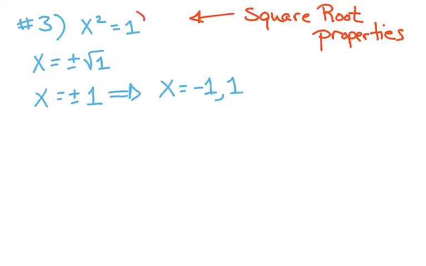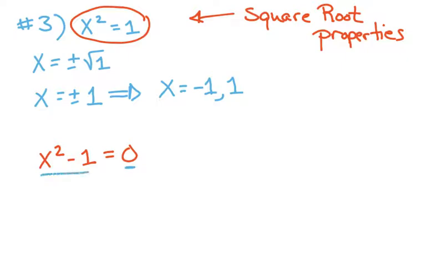Now, another way to do this, to be very careful, is to put it in standard form. Standard form is when we have 0 on this side and all the other terms on the left-hand side. And then remember that this factors as the difference of squares. That's a minus sign there.